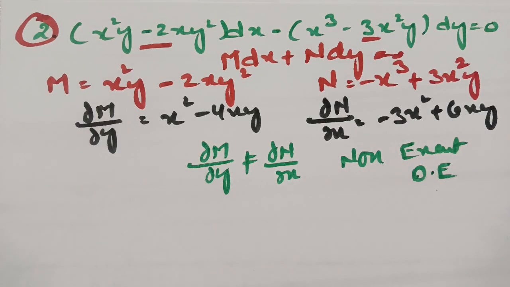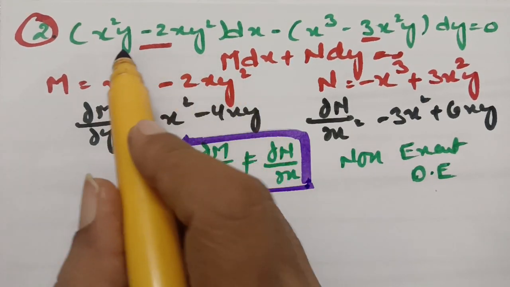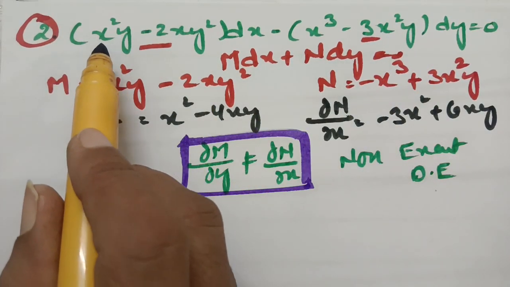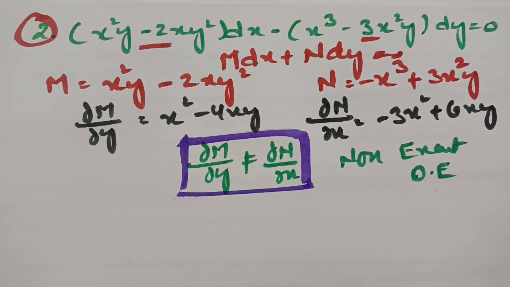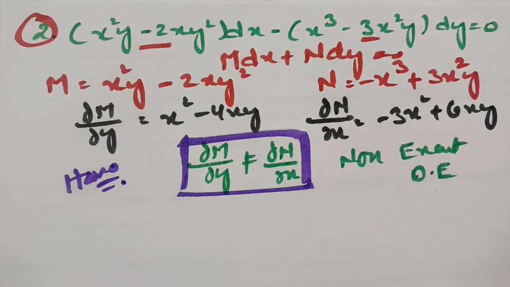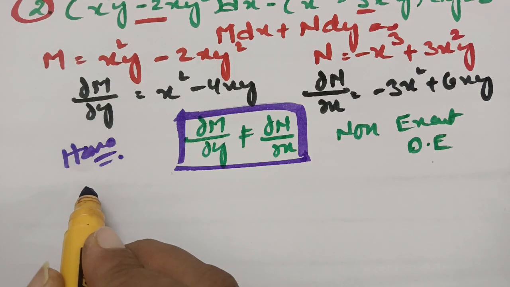If it's a non-exact differential equation, what do we have to do? We have to observe the question throughout. If you observe, it's a homogeneous differential equation. That is, there are three variables here, 3 and 3, uniformly distributed. If it is a non-exact and homogeneous differential equation, we choose 1 by Mx plus Ny as the integrating factor.